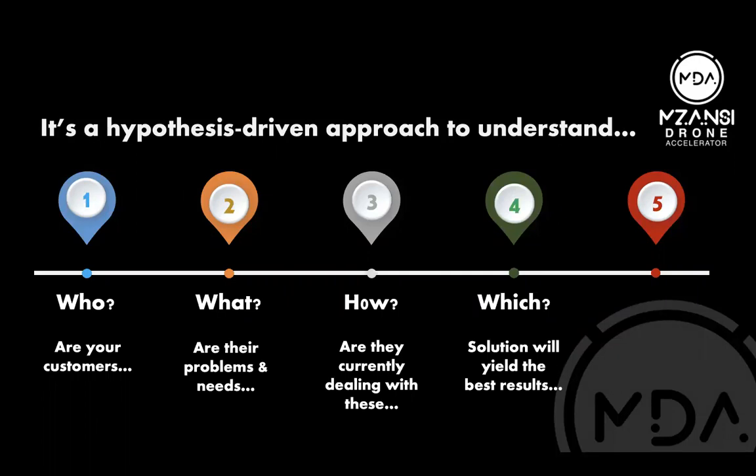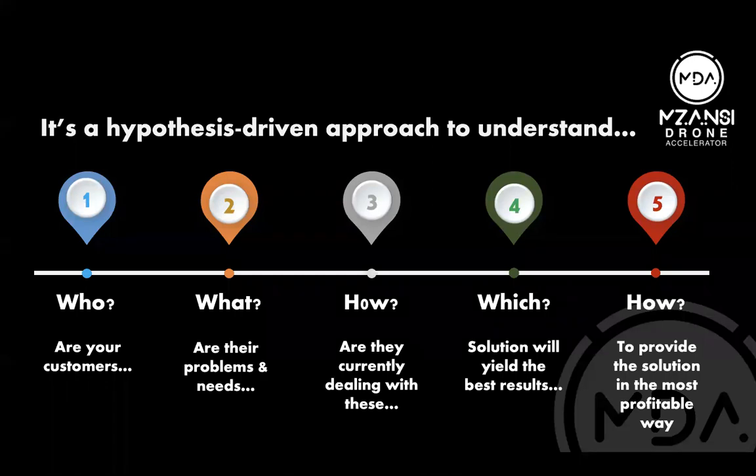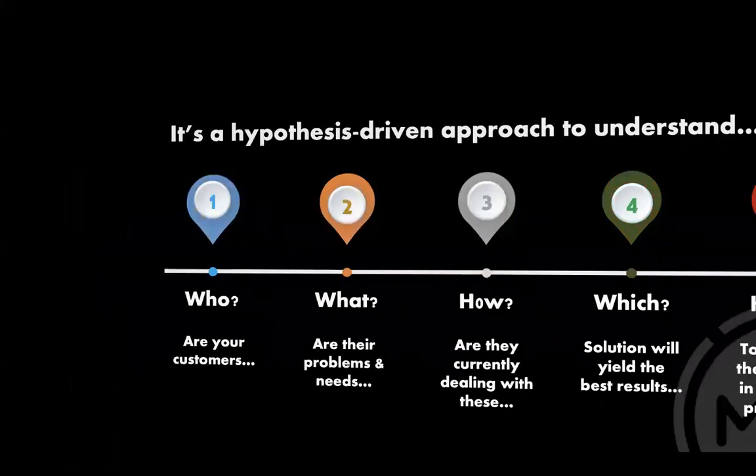The 4th question is which solution will yield the best results? You know, you might be coming up with a drone solution, but is this the best solution that the customer would have? And lastly, you want to get to say, how can I provide a solution in the most profitable way? Remember, we are businesses, we're not nonprofits. We want to provide a solution in the most profitable way. There's no point in us pursuing a solution that is not beneficial to us.